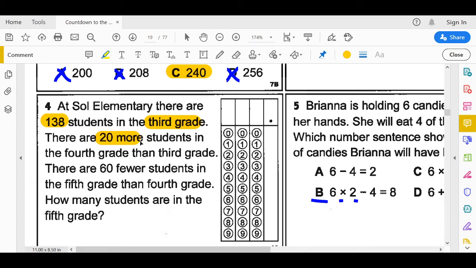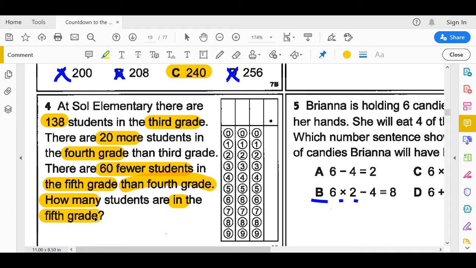20 more students in the 4th grade than in 3rd grade. And then there are 60 fewer students in the 5th grade than in 4th grade. And they are asking us to find out how many students are in the 5th grade. How many in 5th grade?